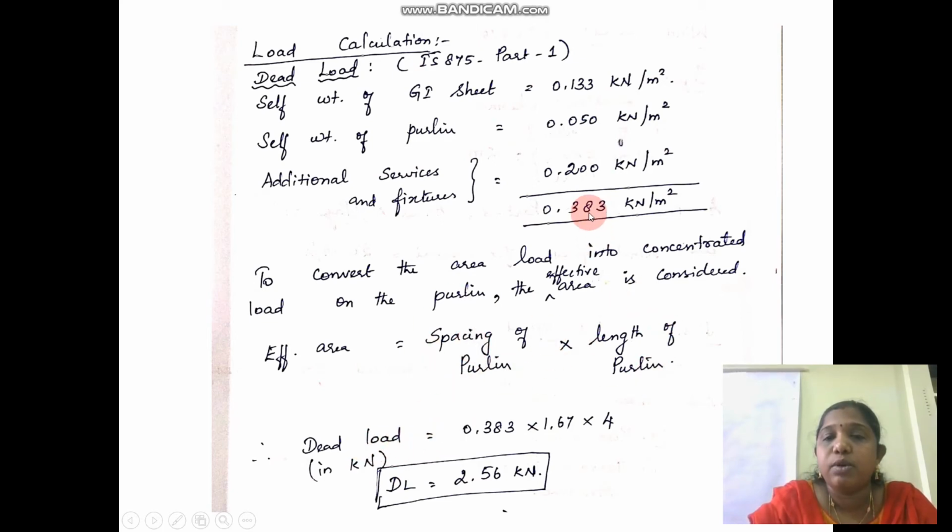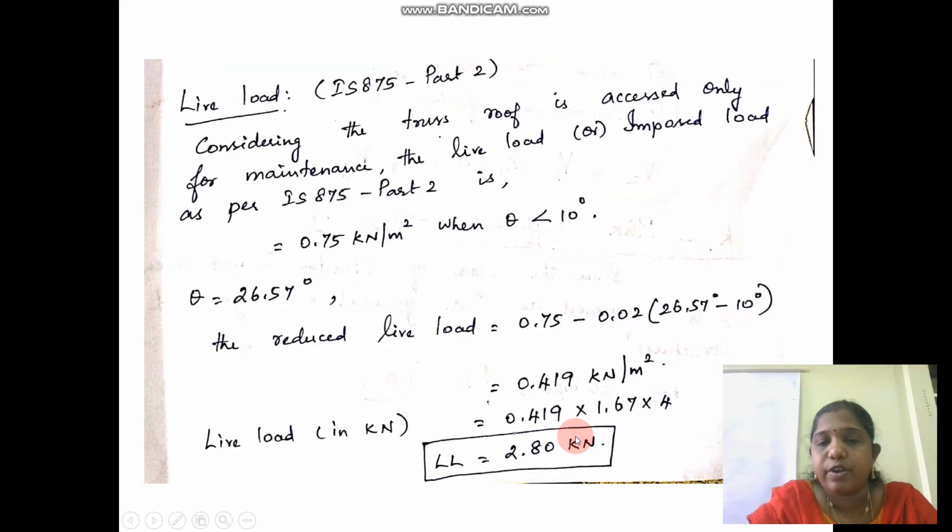So dead load is equal to this 0.383 kilonewton per meter square into spacing of purlin, 1.67, and length of the purlin, or span of purlin, is 4 meters. So dead load is going to be 2.56 kilonewton. You can either use 1.68, that is also fine.